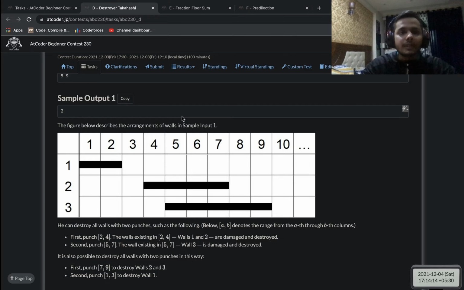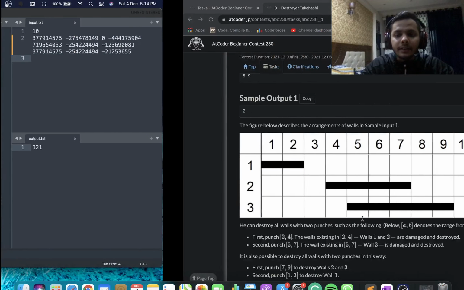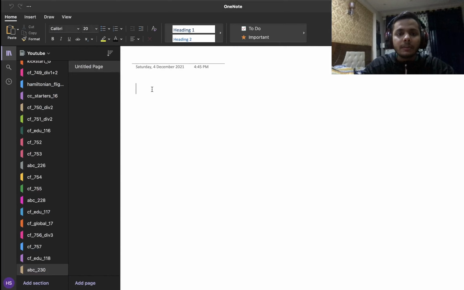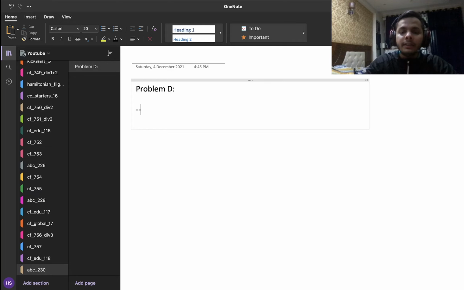So I hope the problem is clear, and let's try to solve this problem by making some observations. This is a very typical class of problems. There have been many related problems like this, and the first thing that you should do when you encounter such a problem is always think about sorting.